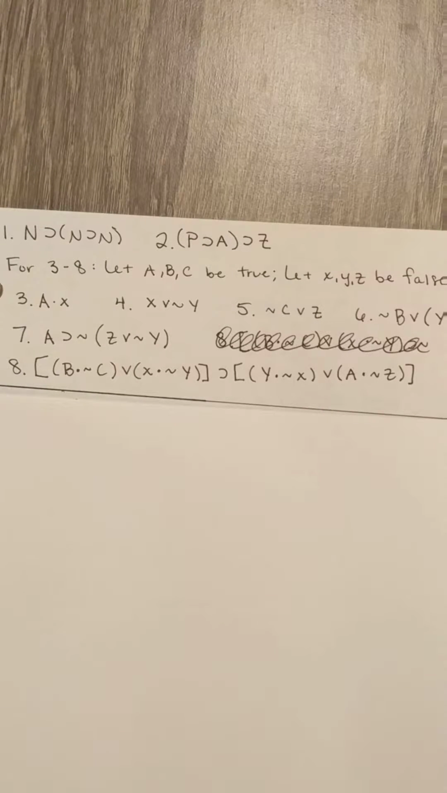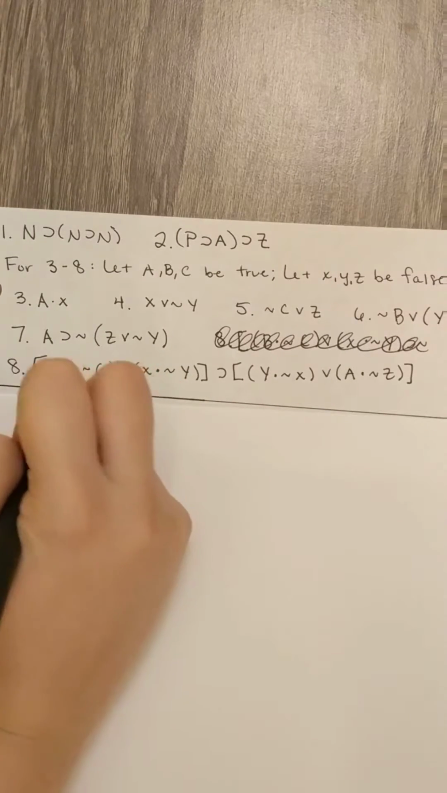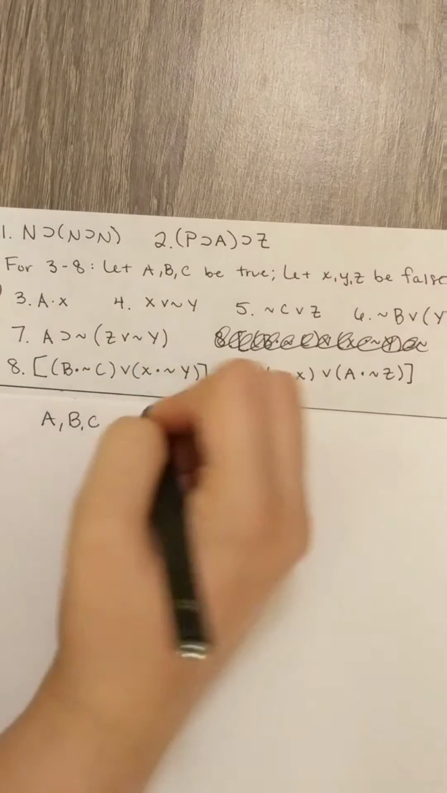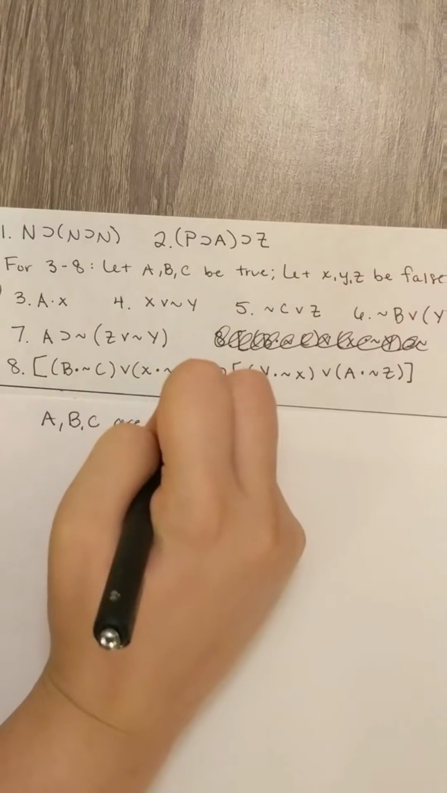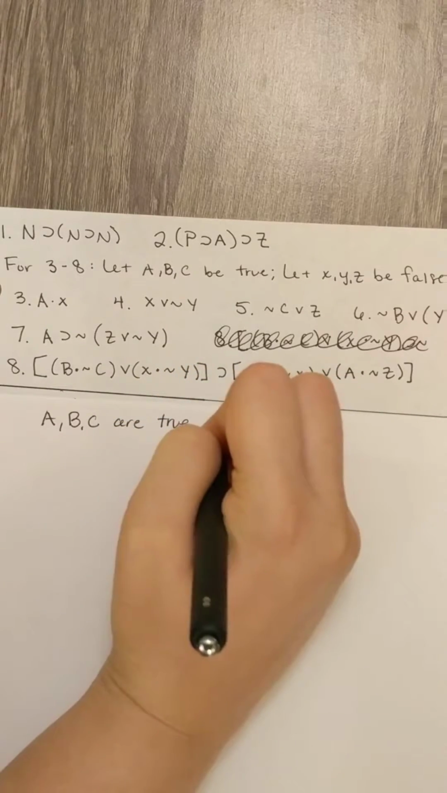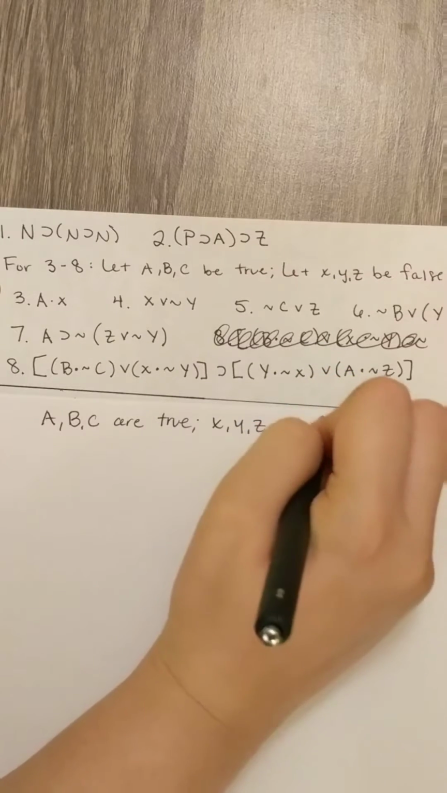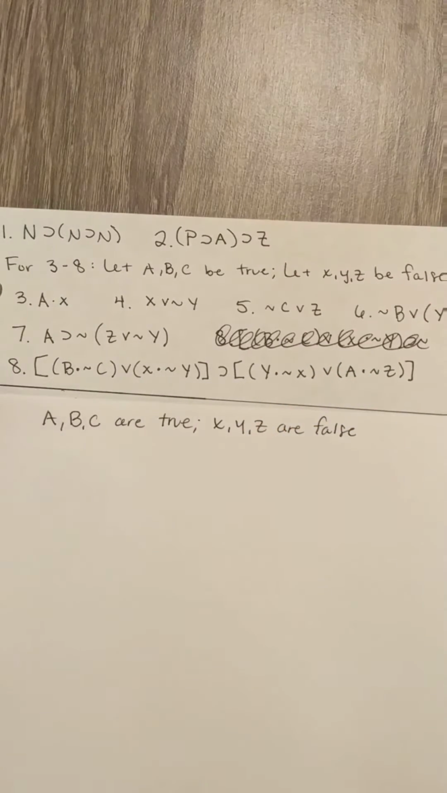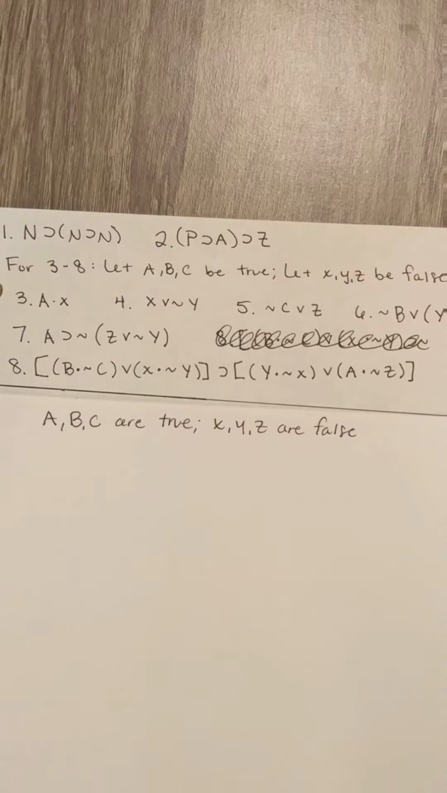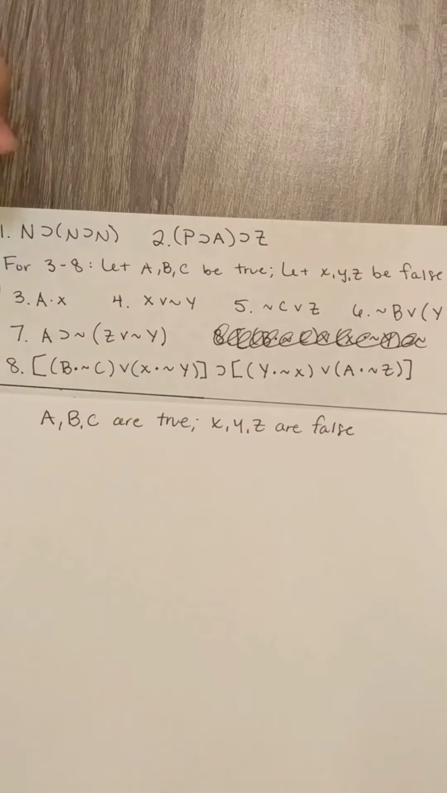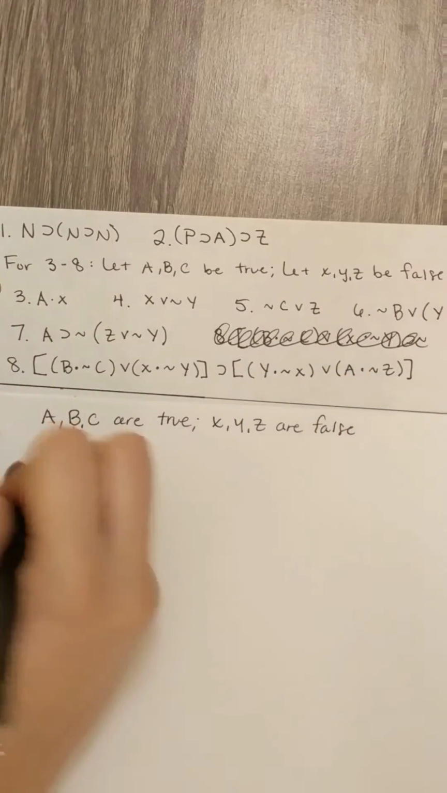So the rest of the problems, 3 through 8, you are told that A, B, C are true, and that X, Y, Z are false. And 3 through 8 were problems from 6-2. So just in case you didn't understand those, I'm going to go back through them.